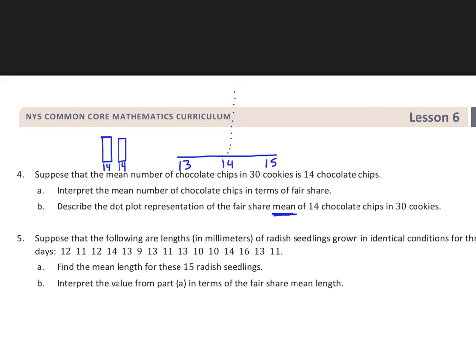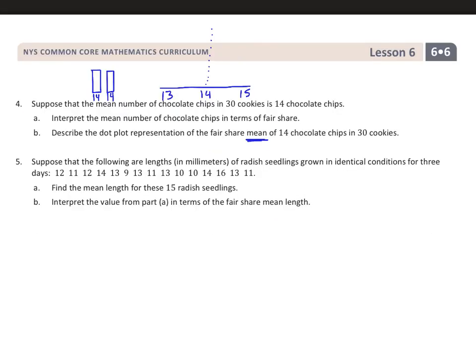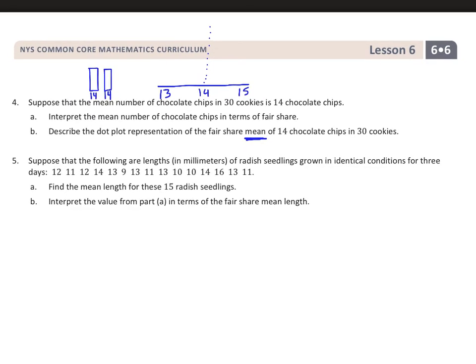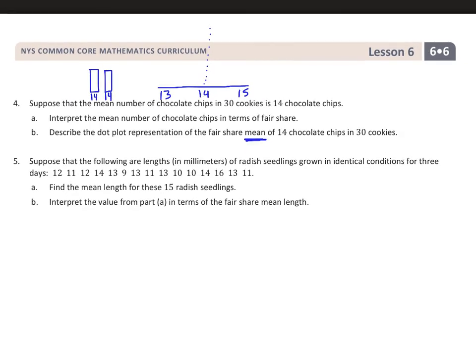mean is telling us. And for number 5, we're trying to find the mean of the lengths in millimeters of how much these radishes grew in 3 days in identical conditions. So we're going to add up all these numbers. You can use a calculator. Whenever you're doing data, feel free to use a calculator.